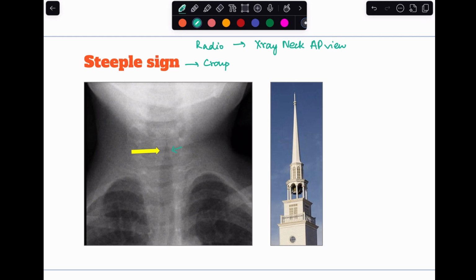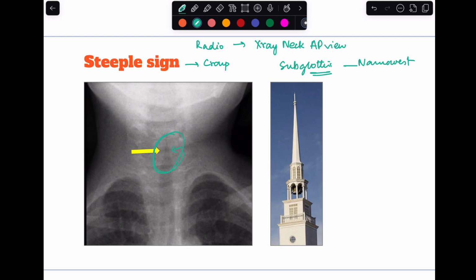Why does this happen? What happens in croup is there is inflammation and edema in the subglottis region. Now we know that the subglottis is actually the narrowest part of the pediatric airway. When there is inflammation and edema involving this region, the area becomes very narrowed. So when we are looking at the anteroposterior view in an X-ray of the neck, we see the upper tracheal air column slowly becoming tapered and narrow. And that gives rise to this sign which is known as the steeple sign.